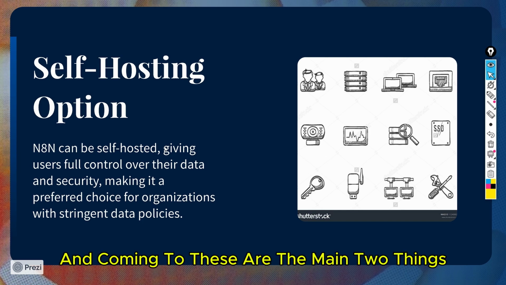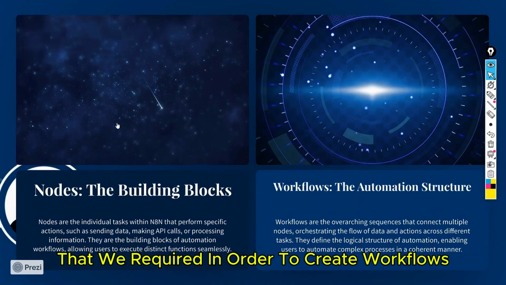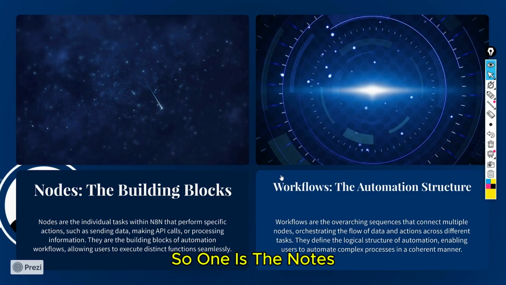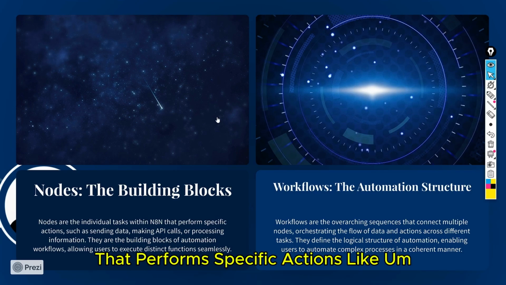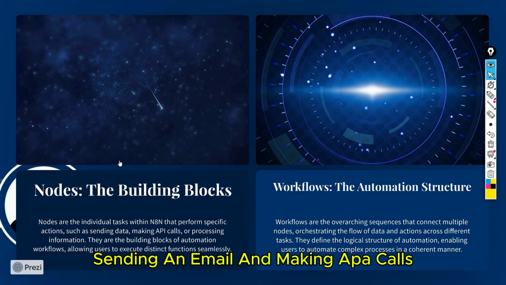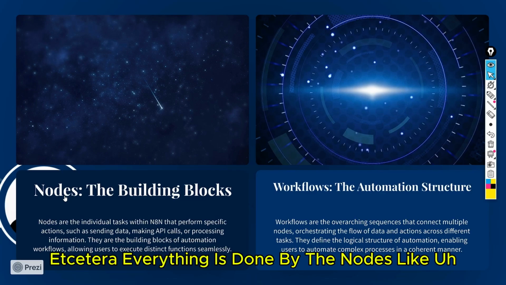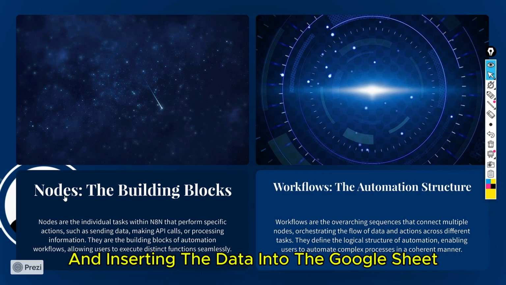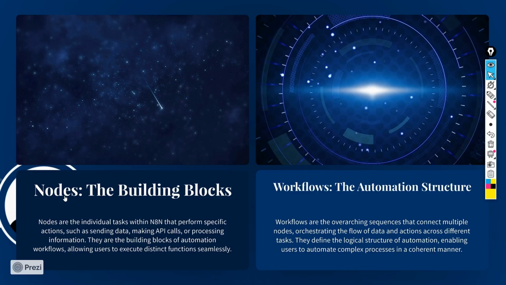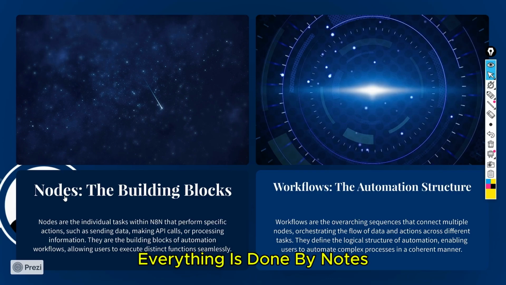And these are the main two things that we require in order to create workflows. One is the nodes. Nodes are basically the individual tasks that perform specific actions, like sending an email, making API calls, processing information, etc. Everything is done by the nodes, like taking the data from Google Sheets and inserting data into Google Sheets, taking data from external APIs. Everything is done by nodes.